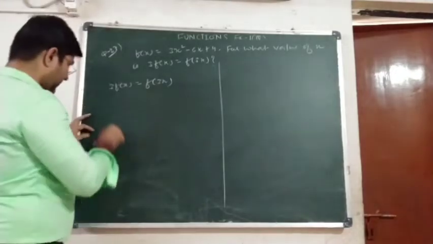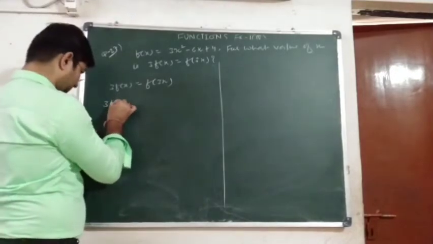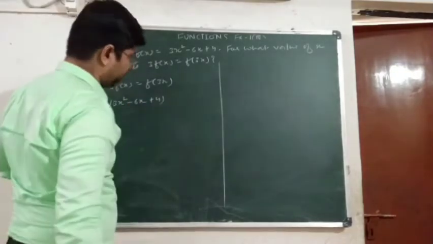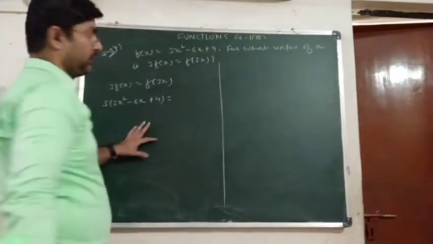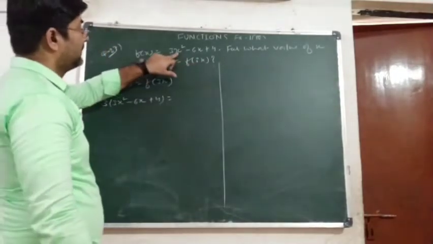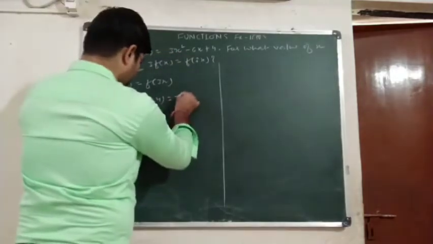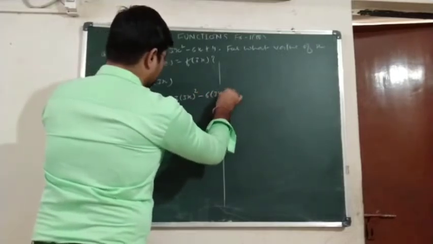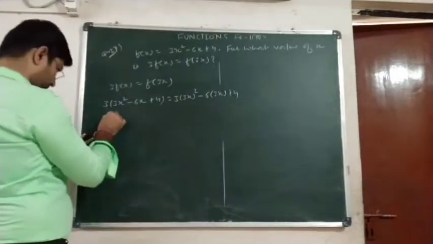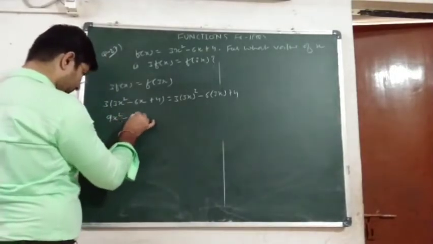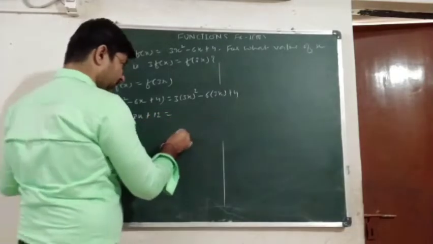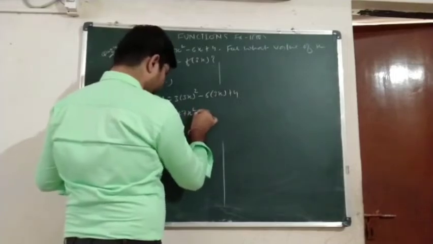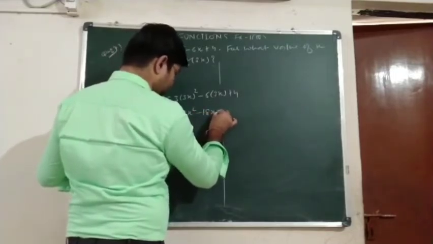Simply put the values. 3 into f of x is 3x square minus 6x plus 4 equal to, in order to find f of 3x, we will substitute x by 3x. So 3 into 3x the whole square minus 6 into 3x plus 4. So here 3 3s are 9x square minus 18x plus 12 is equal to 9 3s are 27x square minus 6 3s are 18x plus 4.